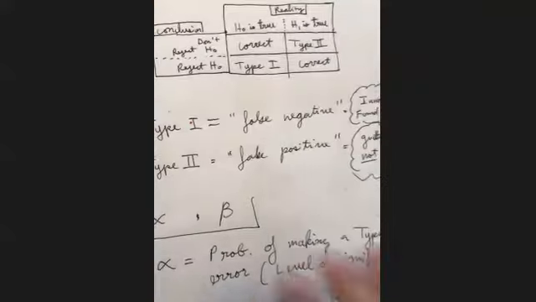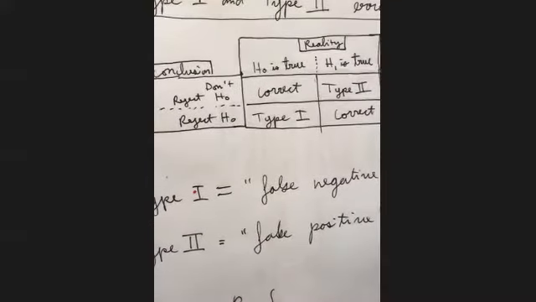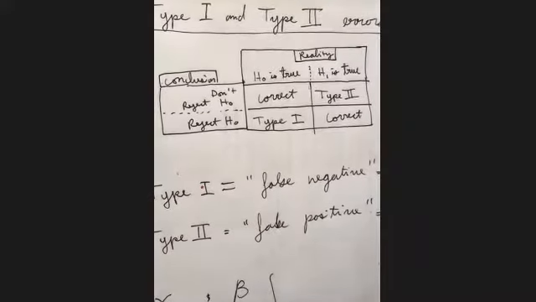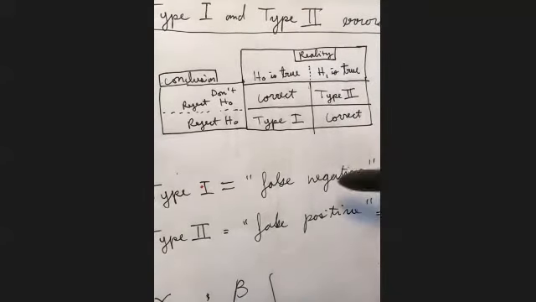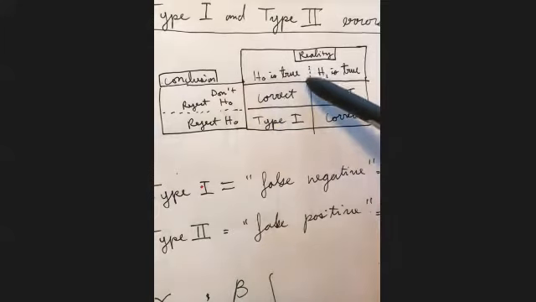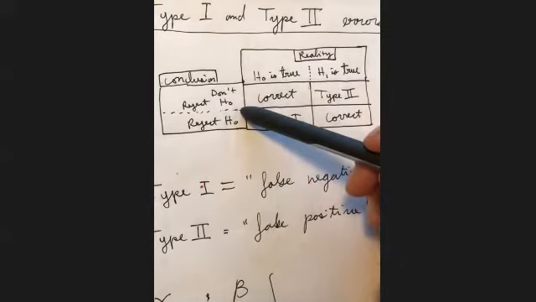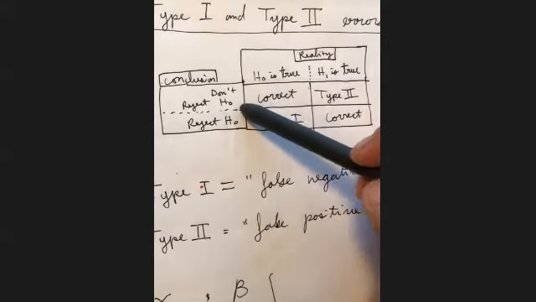So this table here breaks down the various arrangements of truth and conclusion and whether you have an error or not. First, we could say H0 is true, so the null hypothesis is actually true. Then there are two conclusions we can make. We can say we do not reject the null hypothesis, meaning we do not say that the null hypothesis is false.